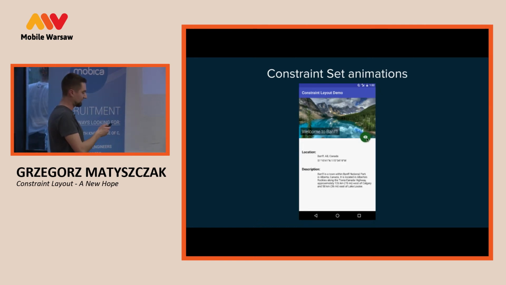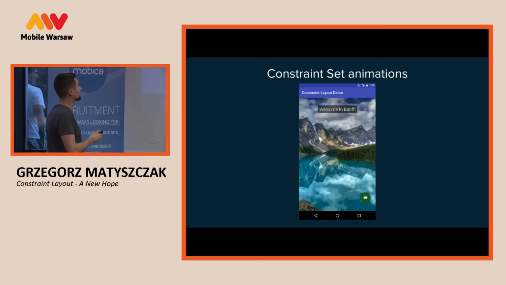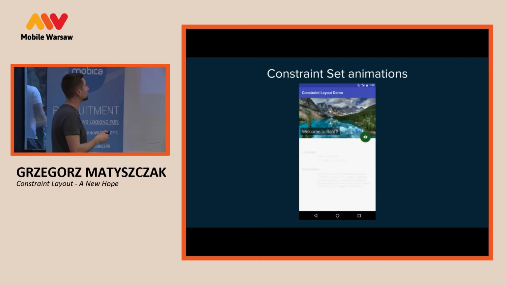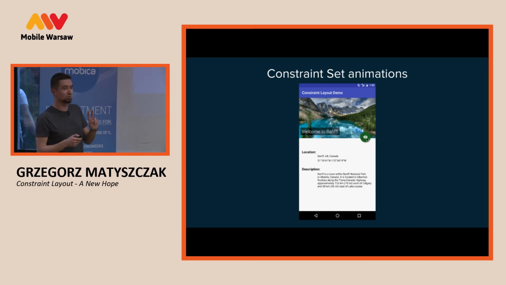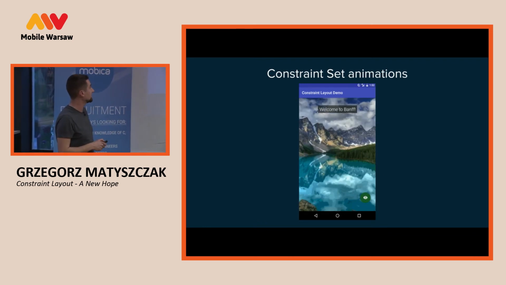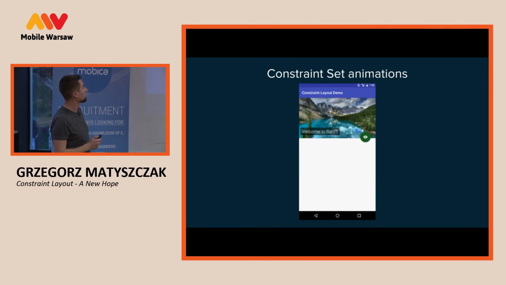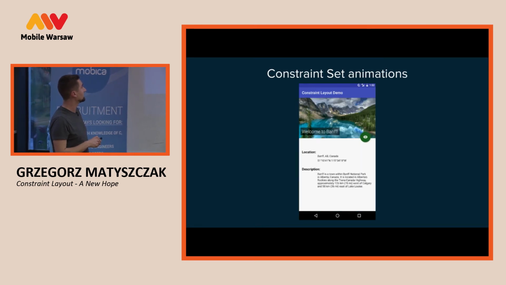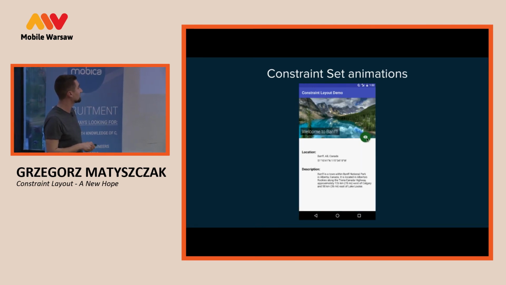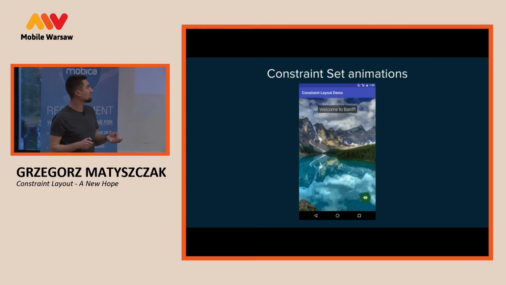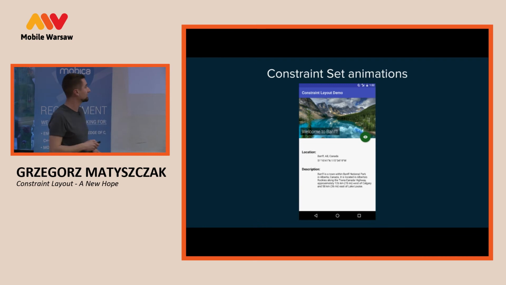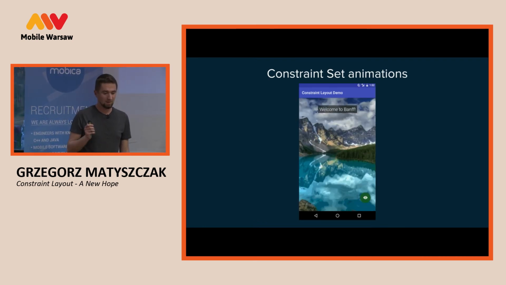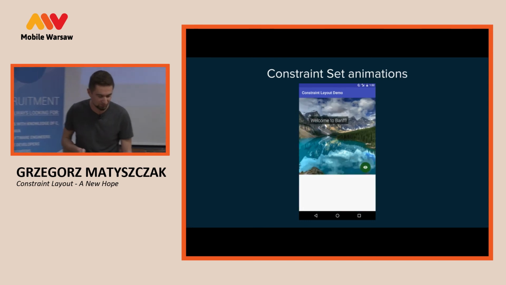So as you see here, we have some image view on the top, some title over here, some floating action button, and we have 2 states of the app. First one is when the image is just in the top and there is a description below. And the second case is when we have the image spread on the background and the description is gone. So we can simply do that with the constraint set.